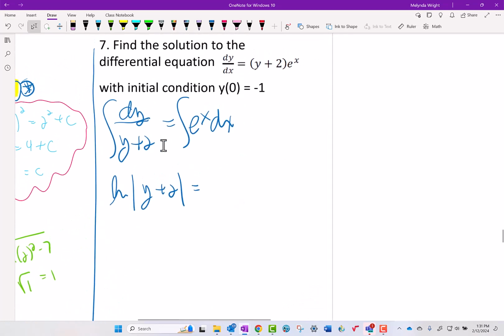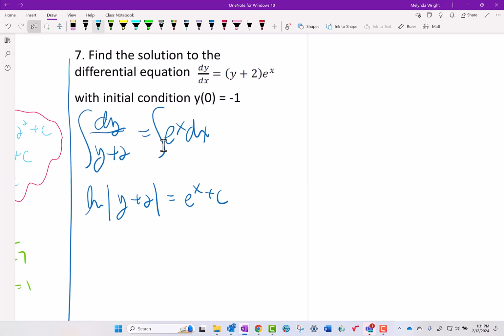Equals, oh, I love e to the x. What's the antiderivative of e to the x? E to the x. Isn't that the best thing ever? e to the x plus c. Okay, we're going to stop. We're going to find our initial condition. I'm going to move over here to the side.